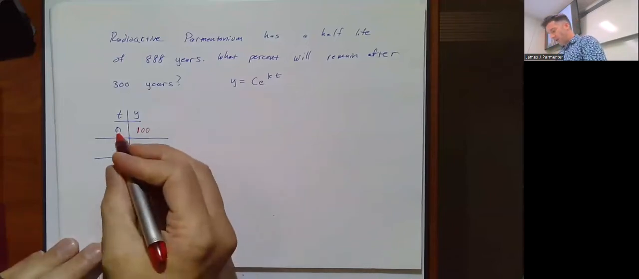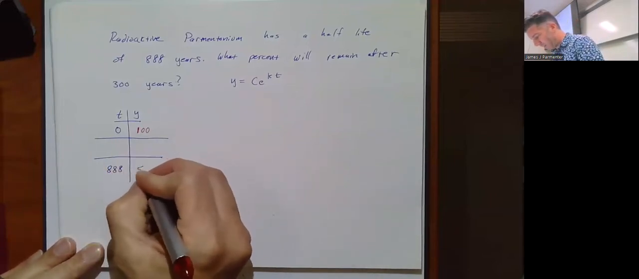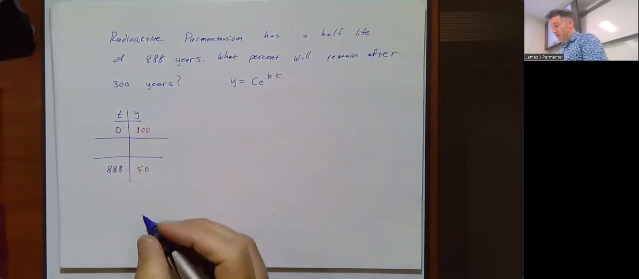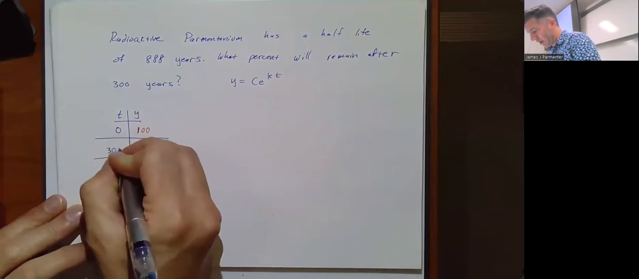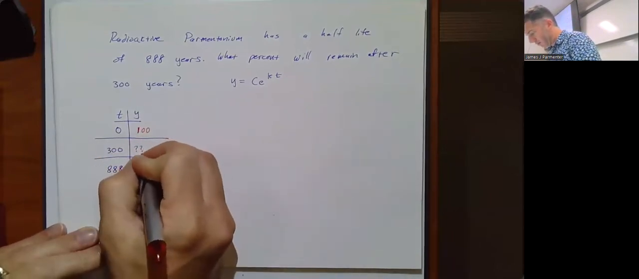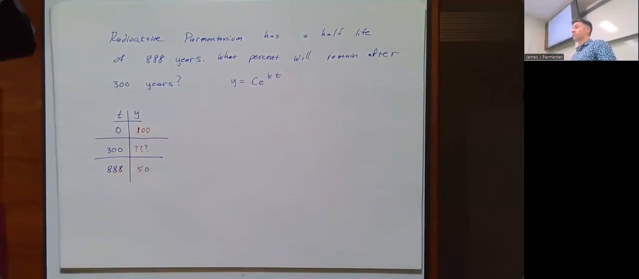So I know that after 888 years, I'm going to have half of what I started with. And then the question I'm asking is, after 300 years, how much do I have? Specifically, what percentage? Whatever number I get for my answer, that'll be the percentage. I didn't bring a calculator, so we won't actually get to see approximately what the number is, but whatever.